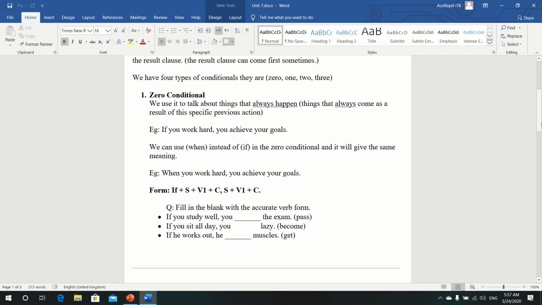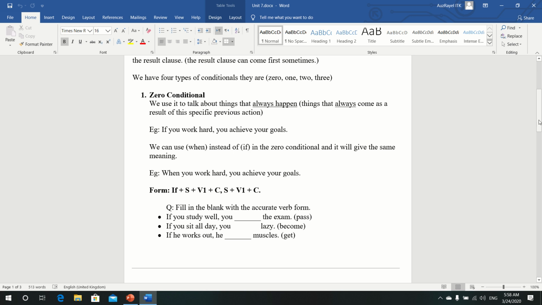Okay. So the form of this 0 conditional is if plus subject plus verb 1 plus complement. Then we put a comma. The comma is necessary here. Then we put another clause consisting of subject plus verb 1 plus complement. Another way to say it: we say if plus simple present, comma, simple present. Okay? If plus simple present, comma, simple present.